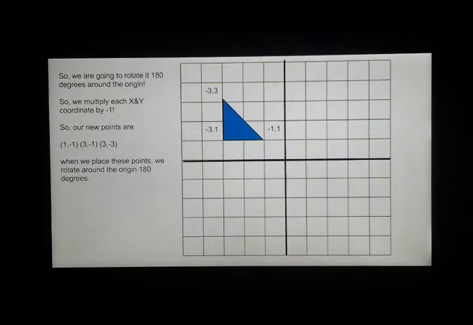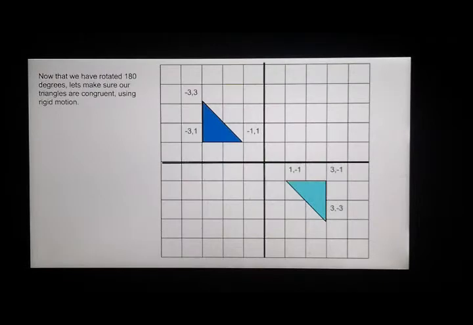So, we are going to rotate our triangle 180 degrees around the origin. So we multiply each x and y coordinate by -1. So our new points are 1, -1, 3, -1, and 3, -1. When we place these points, we rotate around the origin 180 degrees. We have rotated 180 degrees.